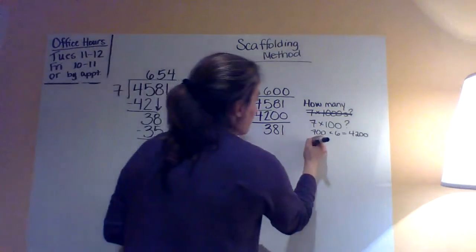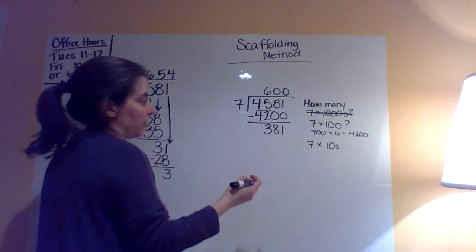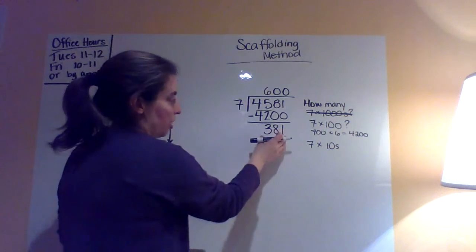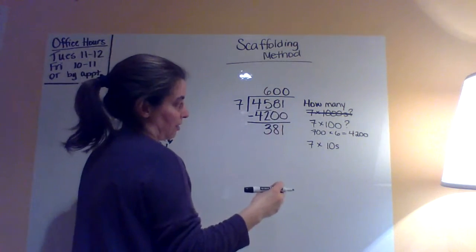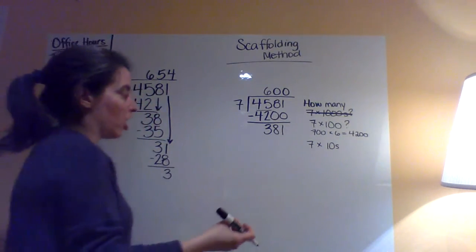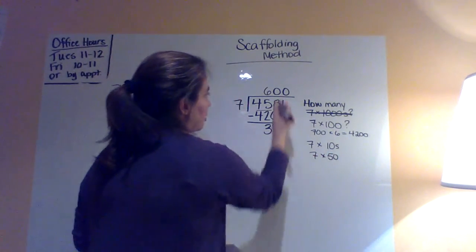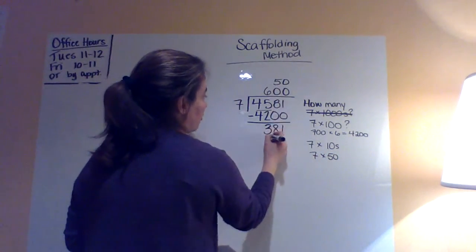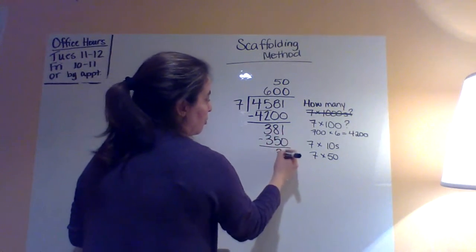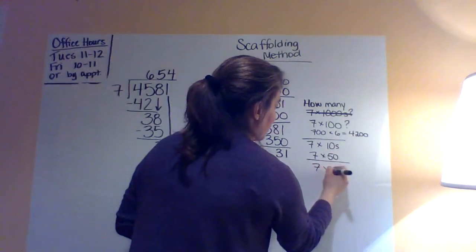Okay, and then now I'm going to say 7 times how many groups of 10? I did my hundreds. Well, even 7 times 100 is too many, so I'm going to go down to tens. Well, 7 can go into 381. I can have 5 groups of 10. I can have 7 times 50. So I can put 50 up here, because 7 times 50 is 350. Subtract, I get 31. Now I'm doing 7 times ones.